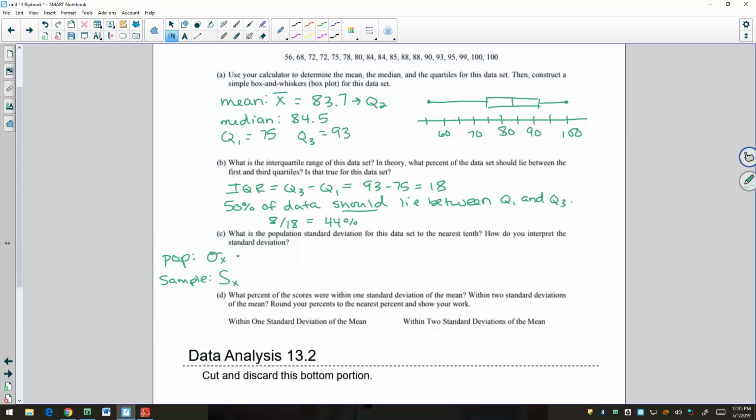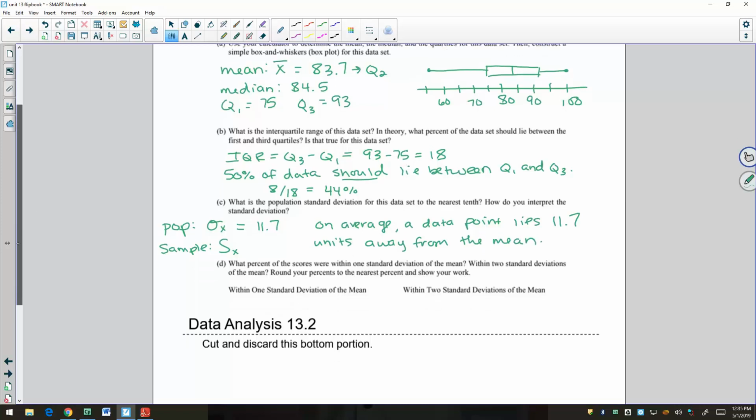So all you have to do is read the calculator. It is 11.7 for population. It says, how do you interpret the standard deviation? So what that means is on average, a data point in our set would lie 11.7 units or points away from the mean, which is the average. So that's what that means.